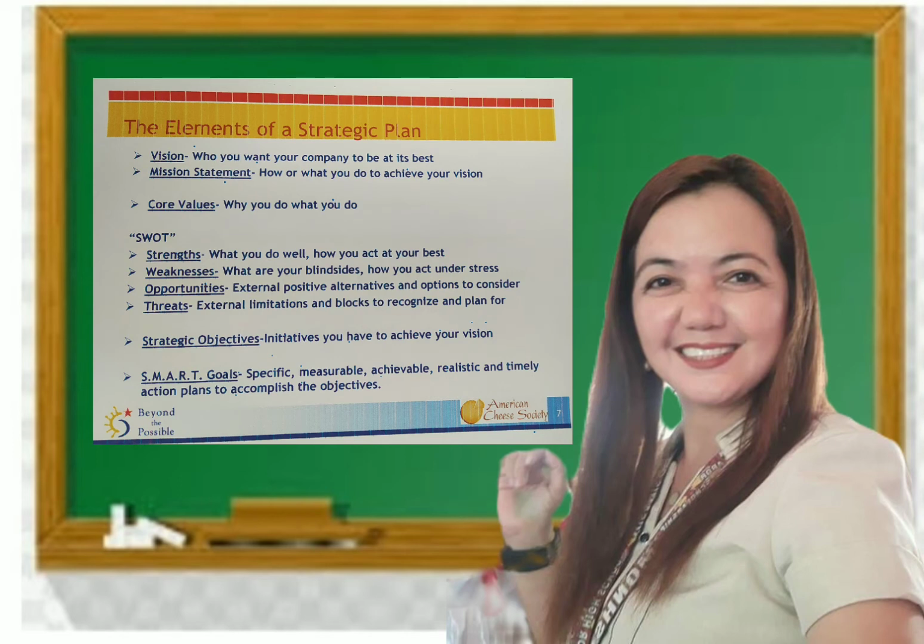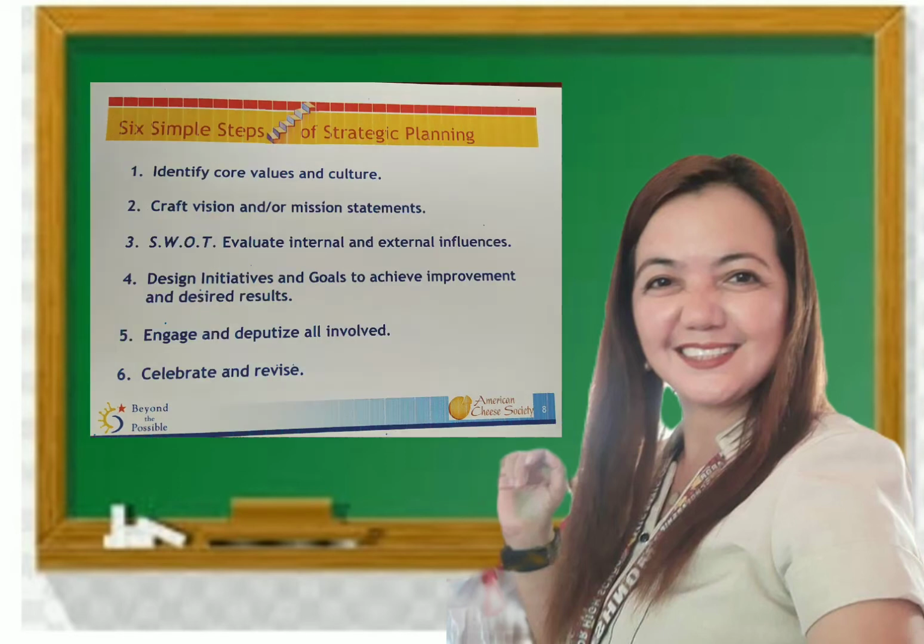Then we have the strategic objectives. Initiatives you have to achieve your visions. And then you have also to consider the SMART goals. So when we talk about SMART, that is S stands for specific, M measurable, A achievable, R realistic, T timely action plans to accomplish the objectives.